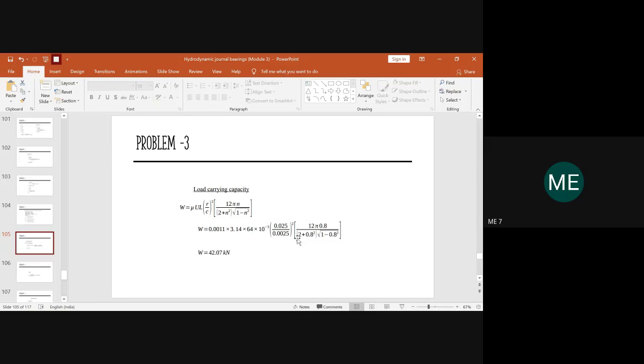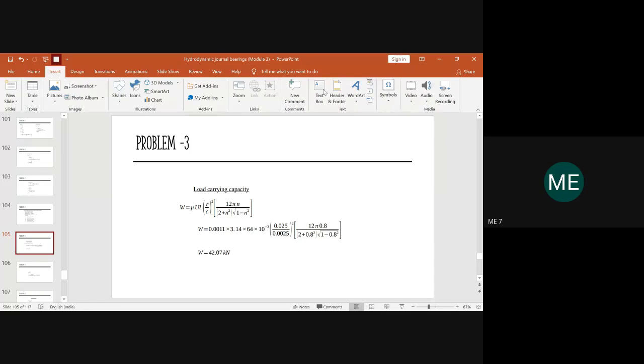Both in the numerator and denominator get cancelled. And even here the eccentricity ratio is the same. Only thing, the mean viscosity value has been changed. For that purpose, the value of W also gets changed. So you calculate and let me know what value you're getting. Ma'am, 42.102 kilonewton. 42.102 you're getting? Yes, ma'am.